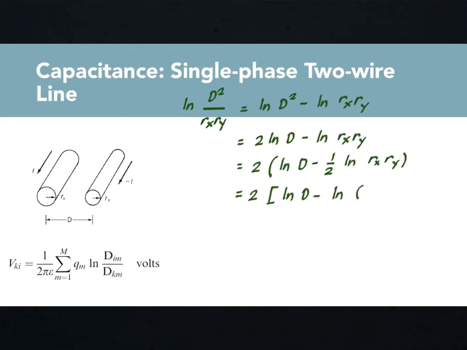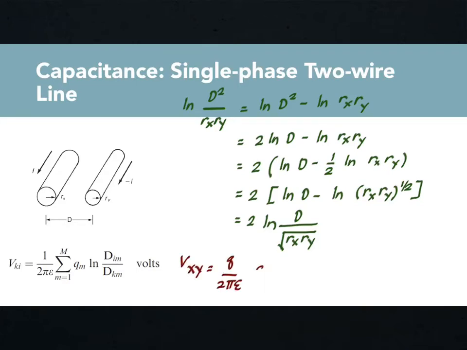Okay? And then, we make the 1/2 a factor or power for Rx, Ry. Since we have a minus here, we have a subtraction, so another property of the logarithm, it becomes a quotient: 2 ln of D over the square root of Rx, Ry. Alright? So, let us just plug this into the general equation: Vxy is q over 2 pi e times 2 ln of D over the square root of Rx, Ry.